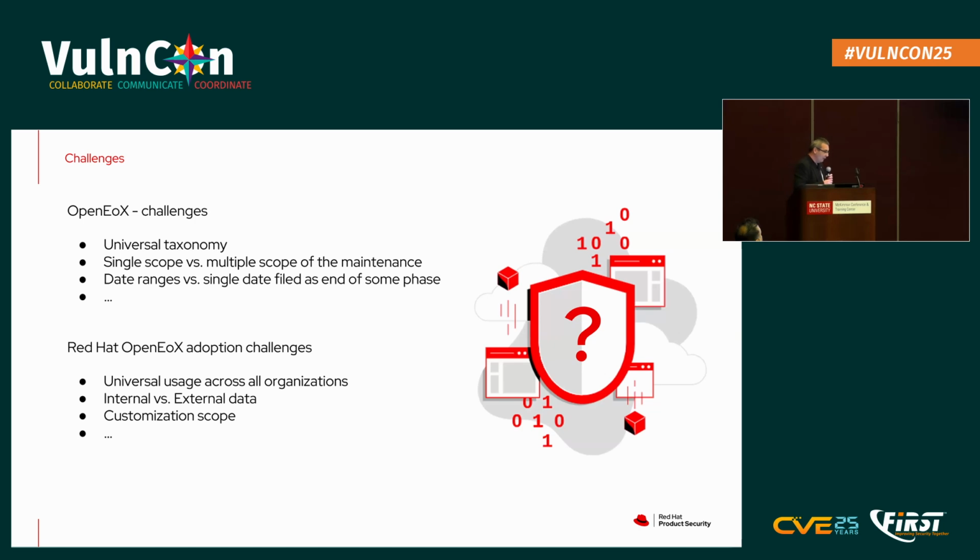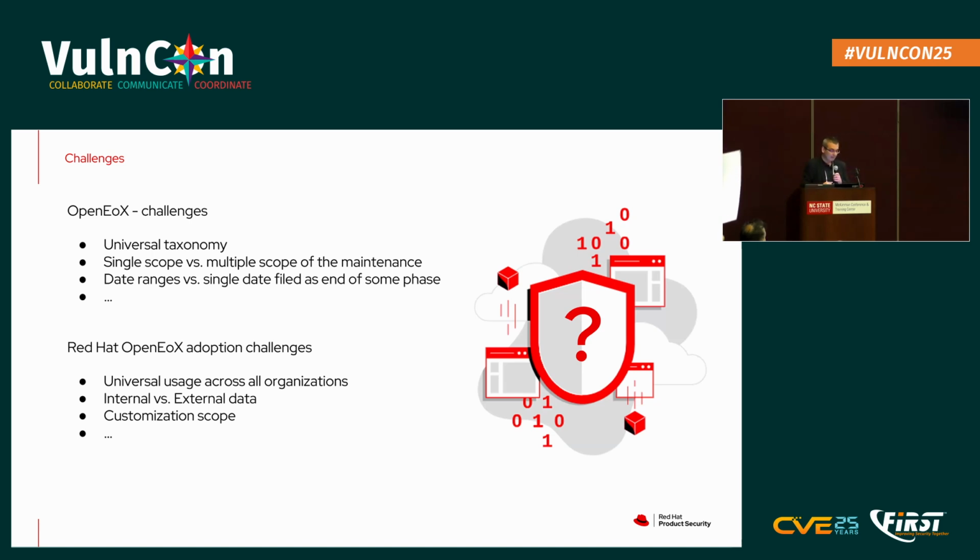What we have today in regards to challenges in the OpenEoX project itself, and what are the challenges on the Red Hat side. In the OpenEoX project itself, we're working right now on a universal taxonomy that will meet all possible project users' requirements. We have an ongoing discussion whether it would be better to have a single scope as an identification of the phase, or maybe it would be better to have fewer phases at a more granular level, but the scope will identify what exactly is included in that specific phase. We also had a discussion about whether we want to use date ranges, or maybe one single date will be enough.